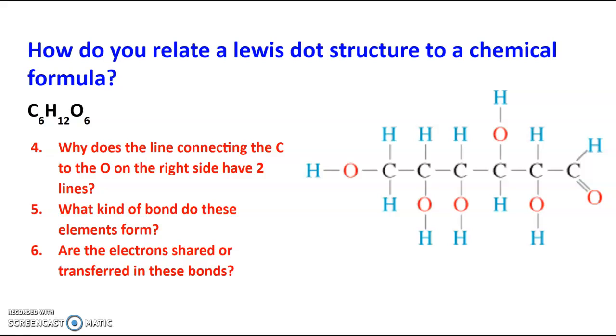Some more questions to analyze this guy. What does the line connecting carbon to oxygen on the right side, why does it have 2 bonds or 2 lines? And so it has 2 bonds because that way the carbon and the oxygen are stable, and that's a really strong bond. These guys are forming covalent bonds, and so they're sharing their electrons. So carbon and oxygen with that double bond, those 2 lines, it's like double sharing electrons, which is a really nice thing to do.